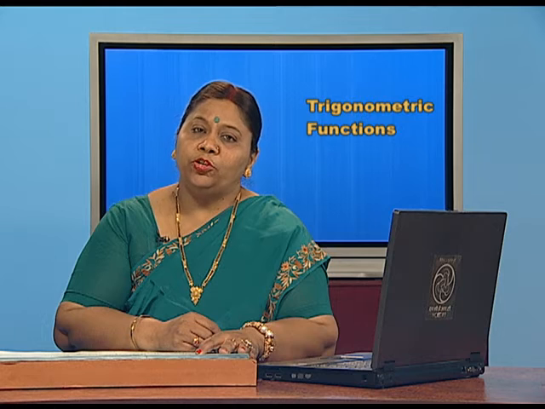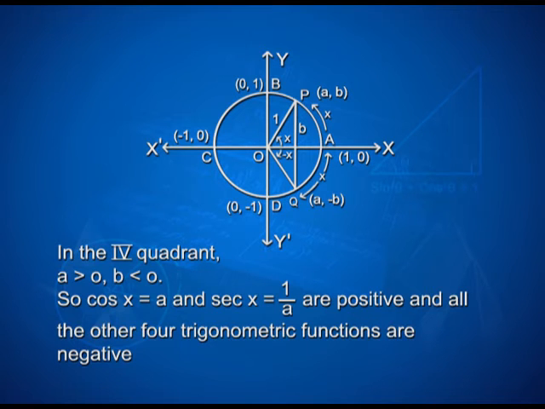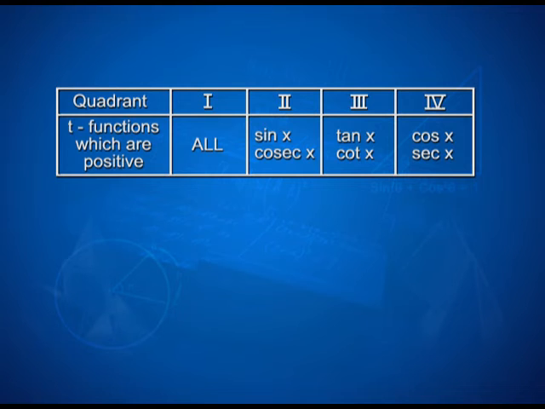Similarly, in the fourth quadrant, a is greater than 0, b is less than 0, so cos x is equal to a and sec x is equal to 1 upon a are positive and all the other 4 trigonometric functions are negative. This can be summarized as quadrant and the trigonometric functions which are positive: first quadrant, second quadrant, third and fourth quadrant.